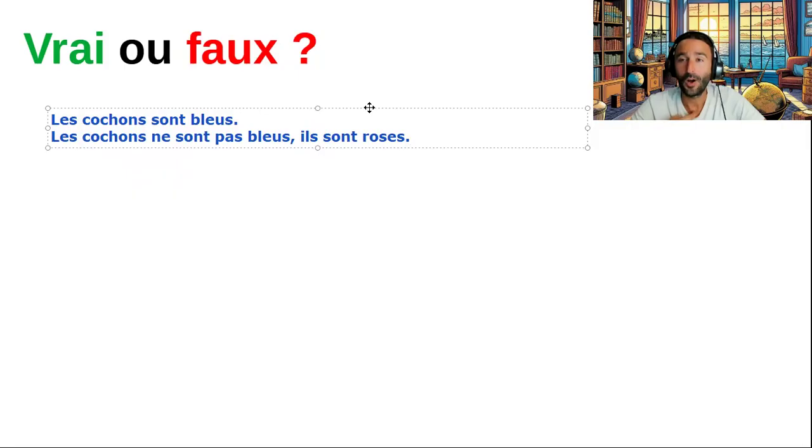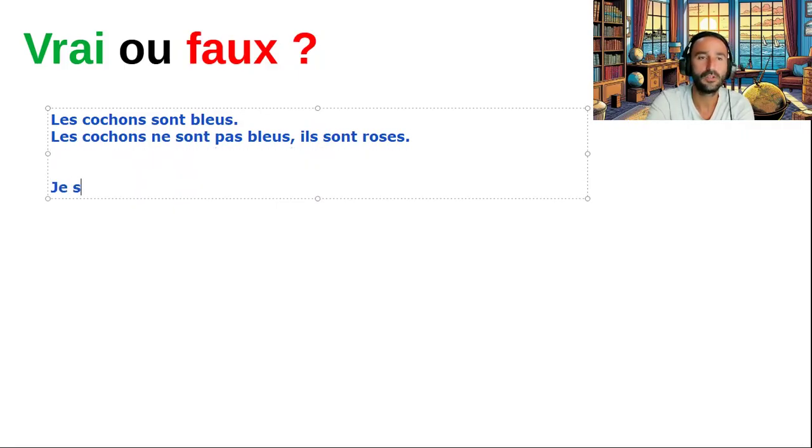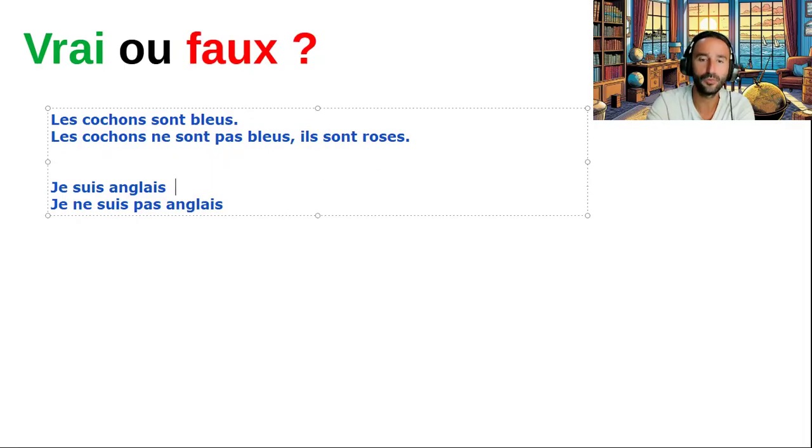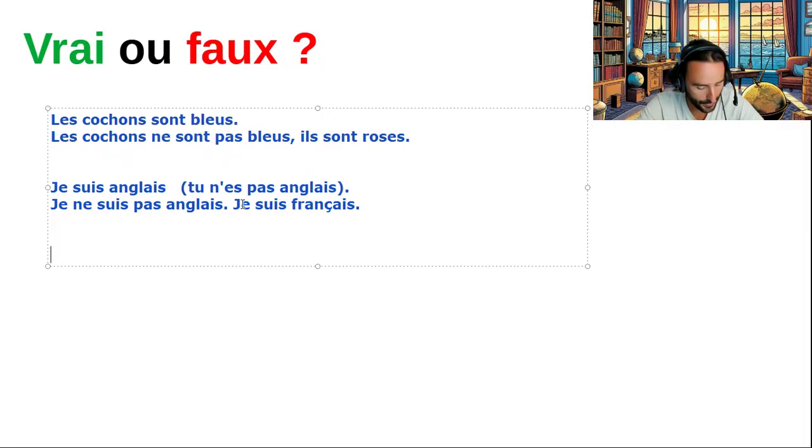Je suis anglais. Vrai ou faux? Je suis anglais. Faux. Je ne suis pas anglais. You should tell me, hein. Tu n'es pas anglais because you speak to me. Non, non, tu n'es pas anglais. You are not English. Je suis français. D'accord? Allez, autre exemple.